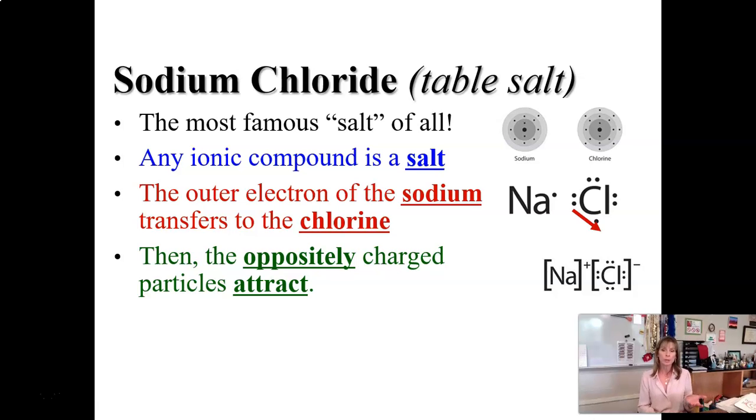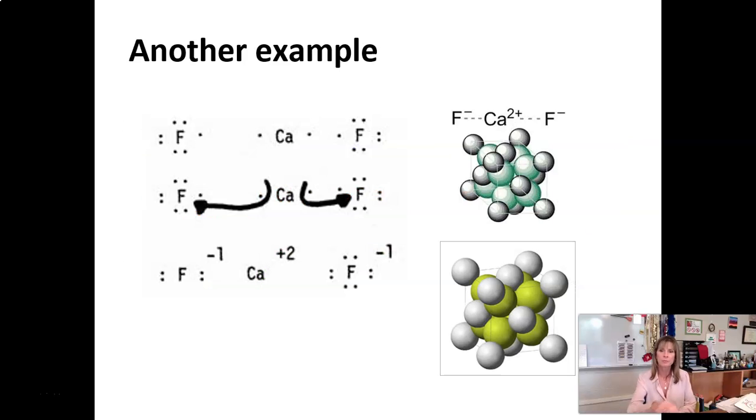Now, you wouldn't want to put some of those ionic compounds on your food. That would be gross. They would be nasty and you would die. But sodium chloride is a salt that you put on your food, like table salt. The outer electron of sodium gets transferred to chlorine, just like I showed you. And then they're oppositely charged and they attract one another. The electrostatic attraction occurs.